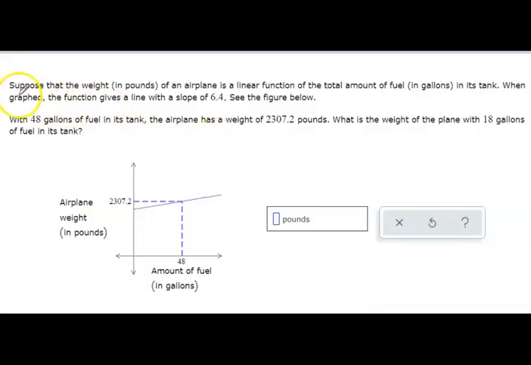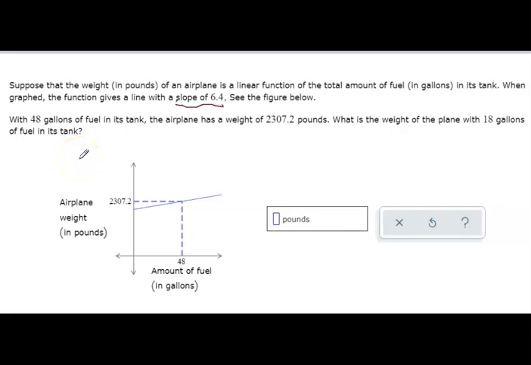All right, for the final problem in that chapter 8 quiz, suppose that the weight in pounds of an airplane is a linear function of the total amount of fuel in gallons in its tank. When graphed, the function gives a line with a slope of 6.4. So we know the slope is 6.4. See the figure below here. And with 48 gallons of fuel in its tank, the airplane weighs 2,307.2 pounds.